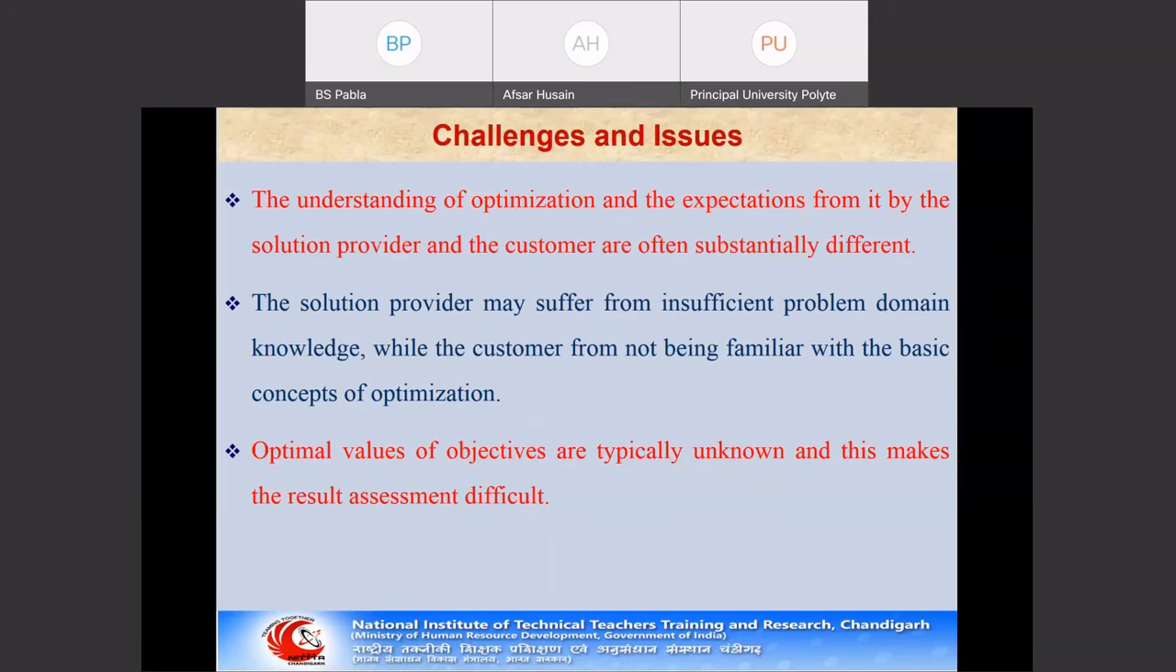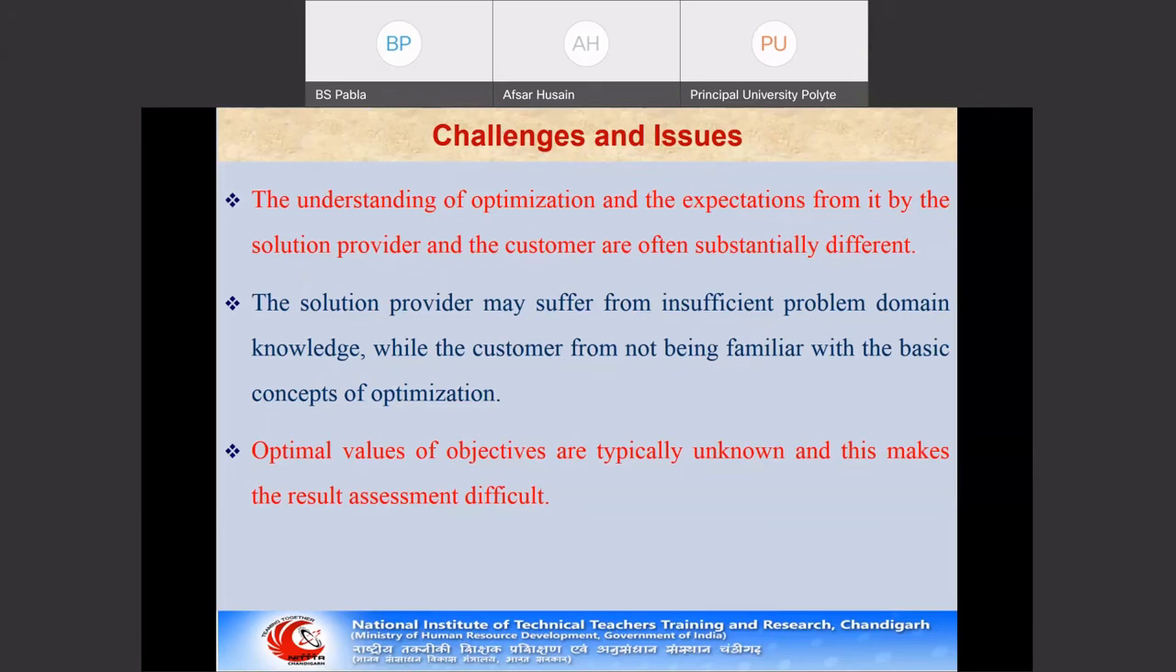So the understanding of the optimization and the expectation from it by the solution provider and the customer are often substantially different. If the customer wants something he is not able to explain, or the solution provider is not understanding it, probably you will find that you are not able to give the correct solution, because we have not been able to mathematically model the process correctly. We have probably forgotten something, we have left something out.